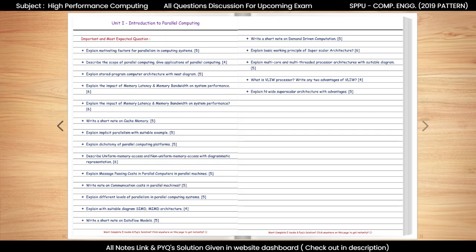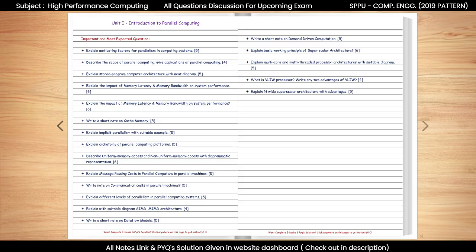Now, let us move on to our next important topic, impact of memory latency and memory bandwidth on system performance. From this topic, we can expect questions such as, explain the impact of memory latency and memory bandwidth on system performance. Memory latency is the time taken to access data from memory, while memory bandwidth is the amount of data that can be transferred per unit time. If memory latency is high, processors waste time waiting for data, which reduces performance. Even very fast processors become slow if they cannot get data quickly.